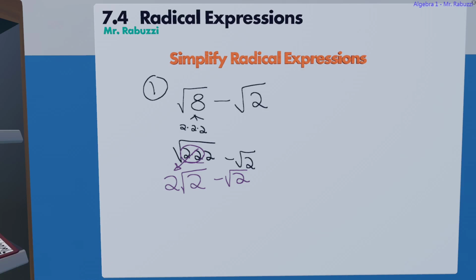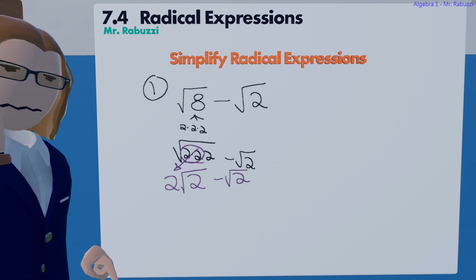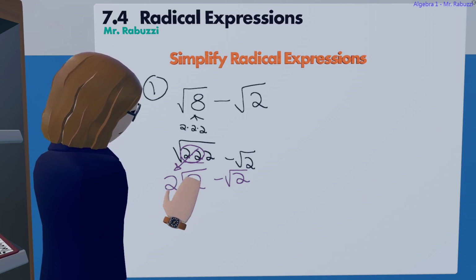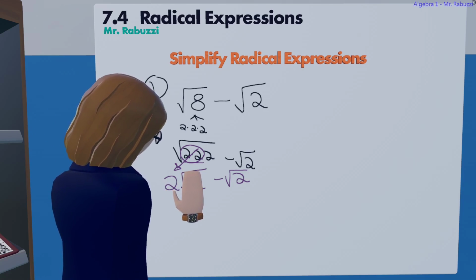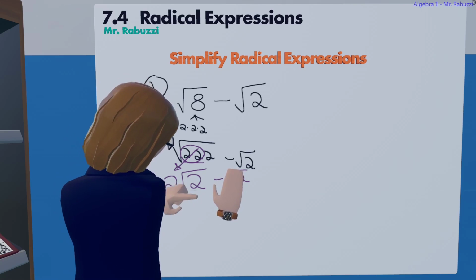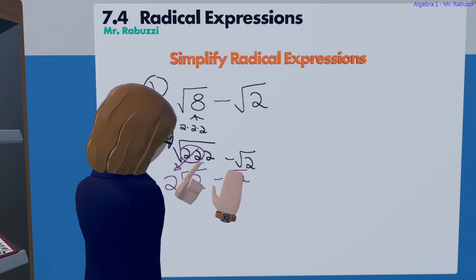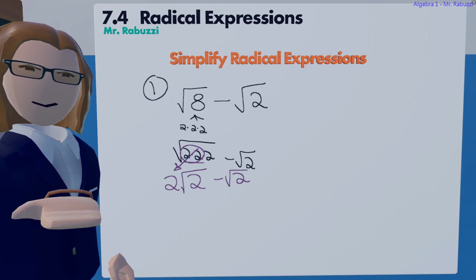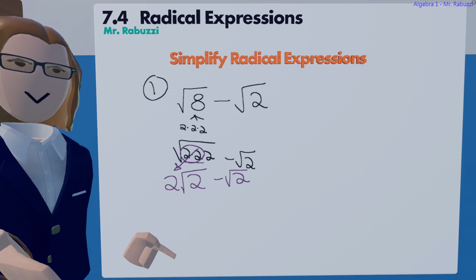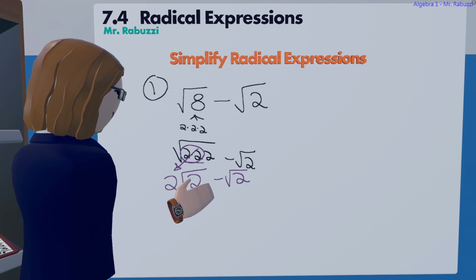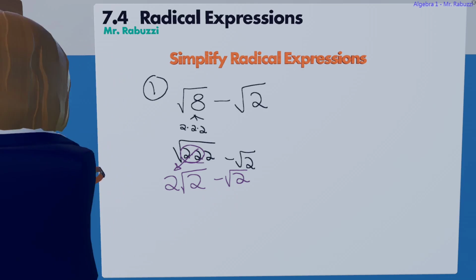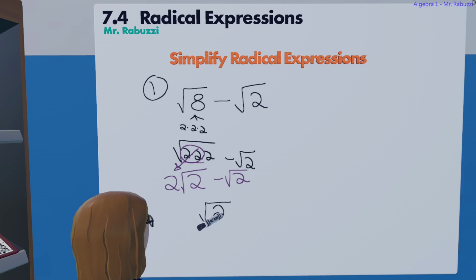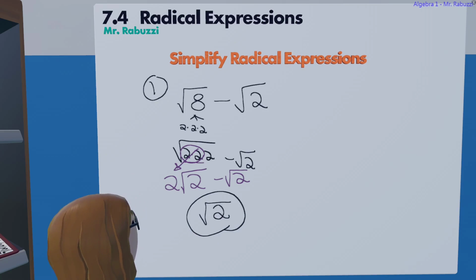But what do we know? We can pretend. Now we can pretend this is just a variable. So let's pretend that's x. If we have 2x minus x, what do we get? 2 apples minus 1 apple is 1. So 2 of this minus 1 of this means there's just one of them left over, which is just the root 2. So that is the final answer.